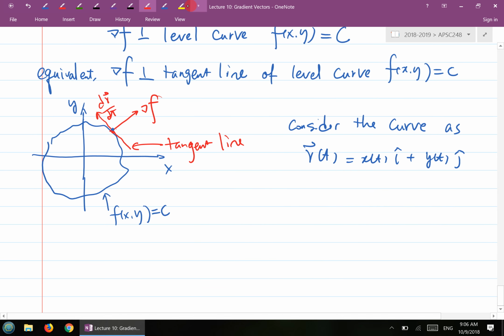So let's start from this level curve. Here's the level curve: f of x, y equal to c.